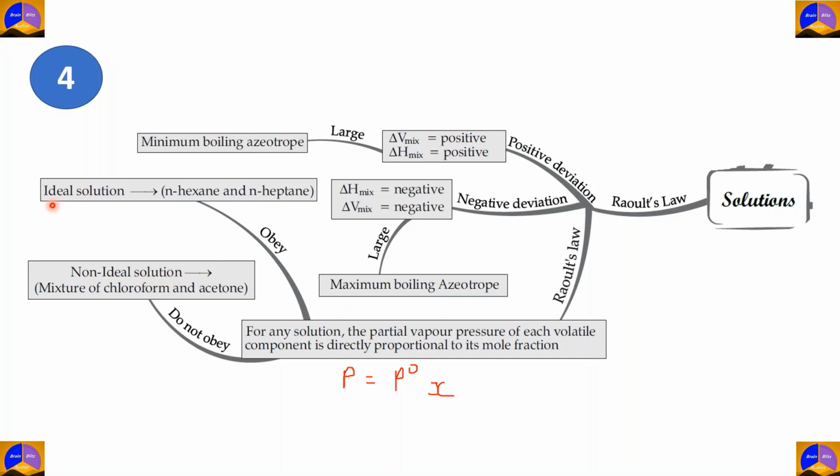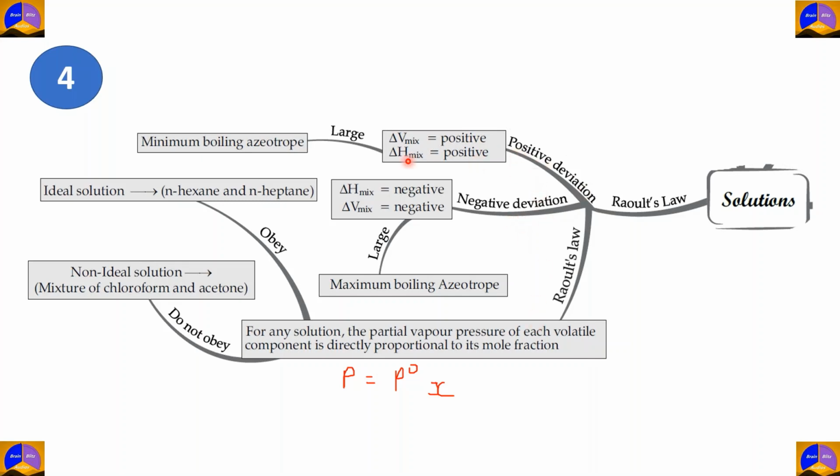An example for an ideal solution is n-hexane and n-heptane solution. A mixture of chloroform and acetone is the perfect example for a non-ideal solution. However, non-ideal solutions are further divided into two types, and they're given here: positive deviation and negative deviation. So the deviation is with respect to Raoult's Law.